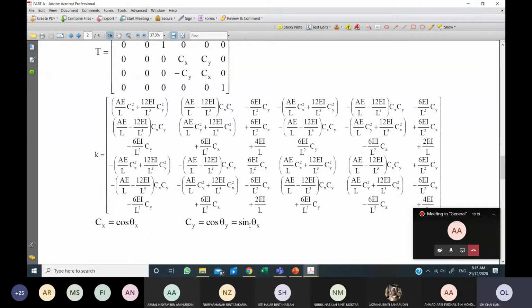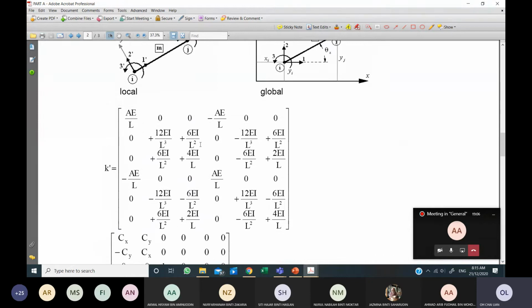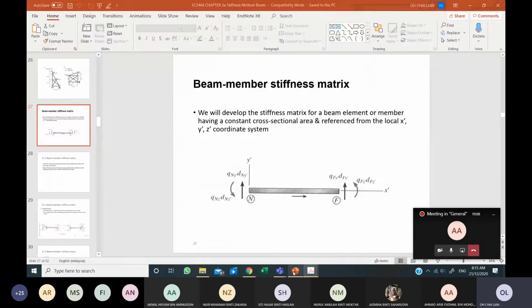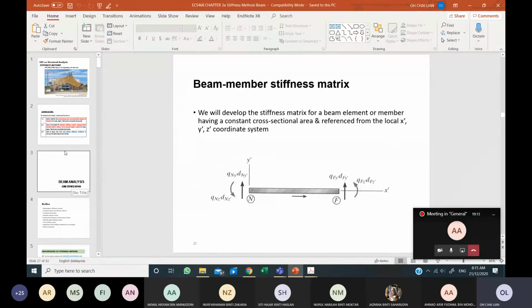Before we go on to this topic, I would like to quickly go through what we learned last lesson on the stiffness method. So I'm going back to my slide. Get ready with this appendix so that you can refer to these matrices all the time. Let's go back to what we learned last lesson.